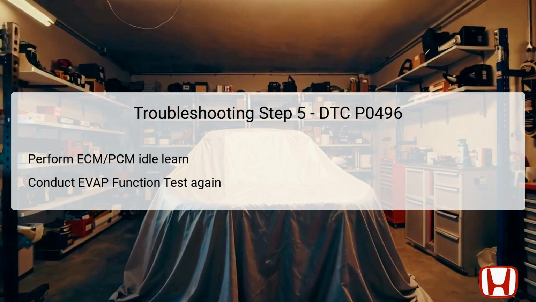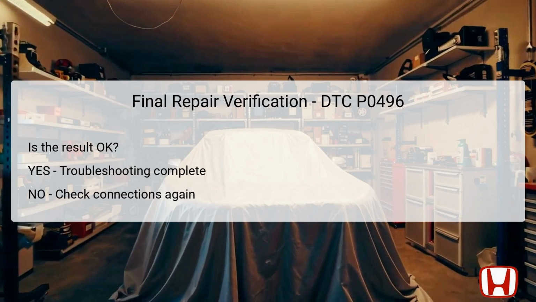Following the idle learn, it is imperative to conduct the EVAP function test again using the HDS. This final test evaluates whether the repairs made have resolved the high purge flow condition. The last set of results will determine whether the issue has been resolved or if further inspection is needed, particularly for electrical connections and other sensitive components. After performing the final EVAP function test, it is crucial to evaluate the results immediately.